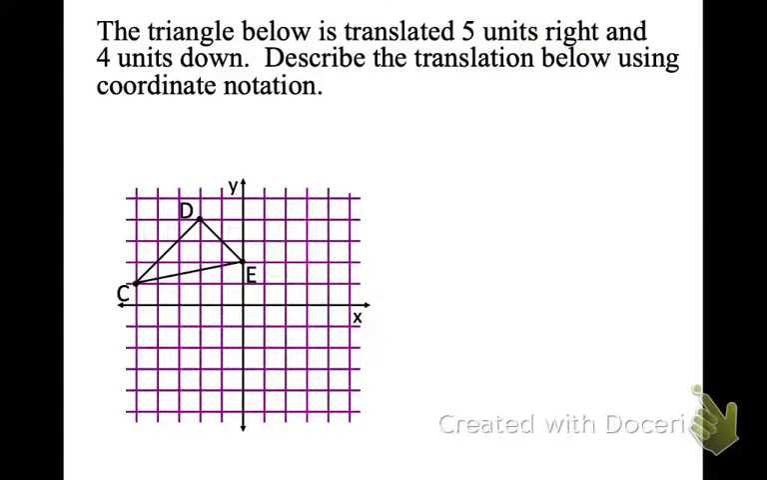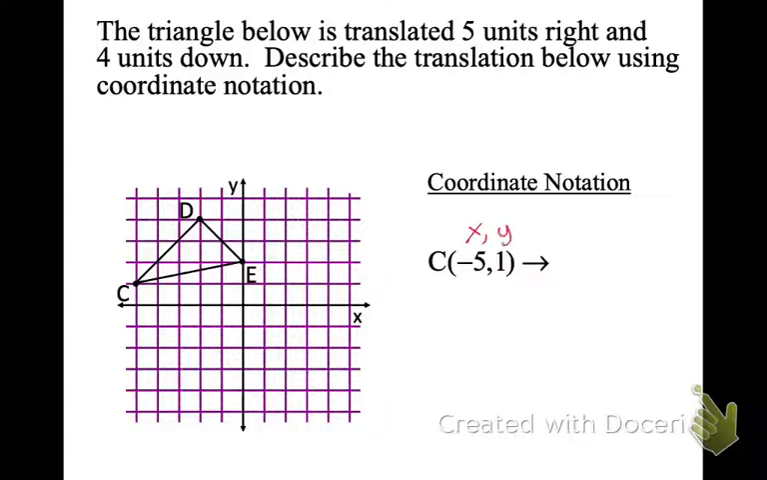Now, many times in math we may write the original coordinate. If I'm going to go 5 units to the right, that's in a positive direction. What am I doing to the original x and the original y? We're taking that original x and adding 5. And what am I doing to the original y? Since we're going down, we're subtracting 4.